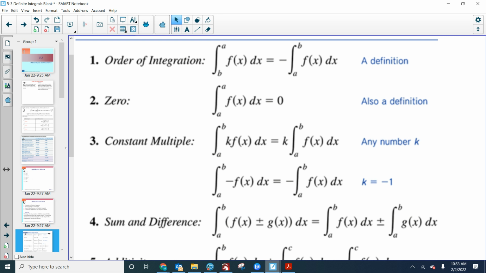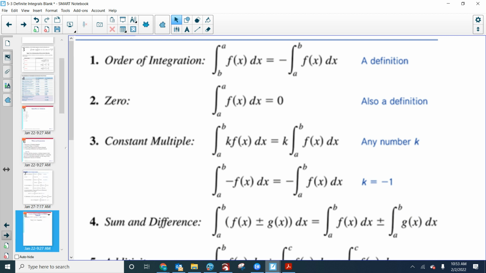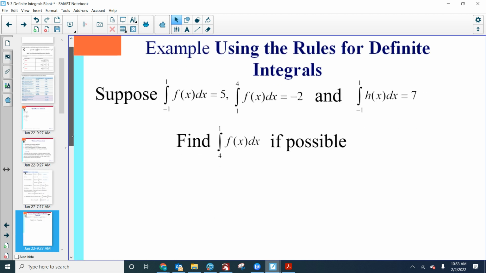What kind of area are you going to get if you go from 5 to 5? 0. You haven't accumulated any area. All right, 0. And those are the properties we're going to practice. Now, let's practice some of them. You're like, well, I haven't written them down. It's okay. These are pretty logical.